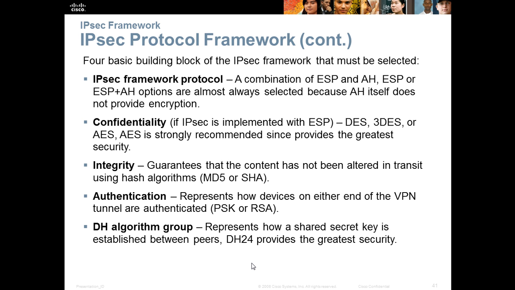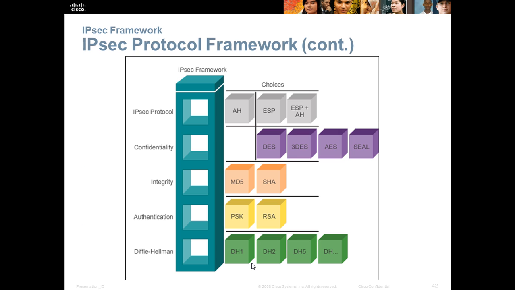Number 5 is the DH algorithm group, Diffie-Hellman algorithm group, which represents how a shared secret key is established between peers. DH24 provides the greatest security. This is how the IPsec protocol framework works: we have Diffie-Hellman, authentication, integrity, confidentiality, and that's the IPsec protocol.